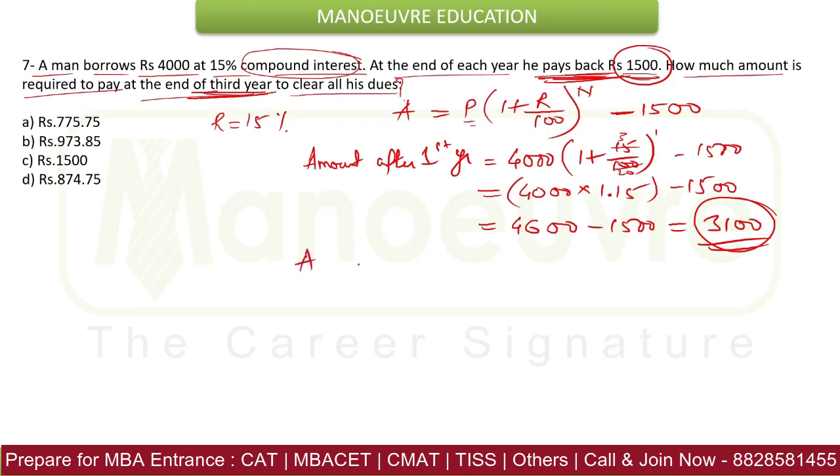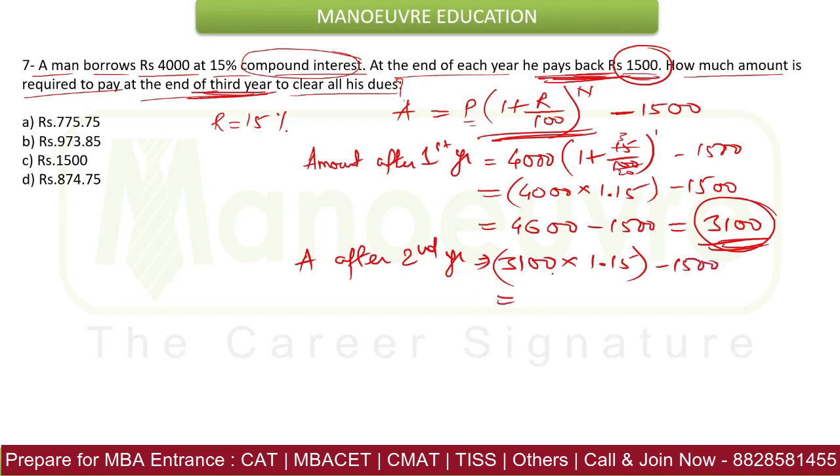Now similarly we can find the amount at the end of second year. So here P will be equal to 3100 into this complete value of 1 plus R by 100, that value will be reduced to 1.15, and minus 1500. So that will be equal to 3565 minus 1500, so it will be 2065, the amount at the end of second year.